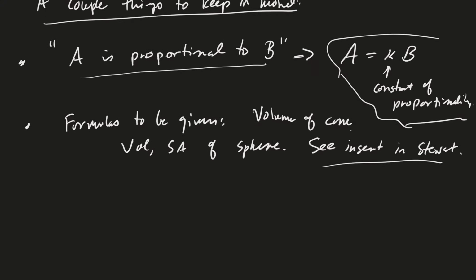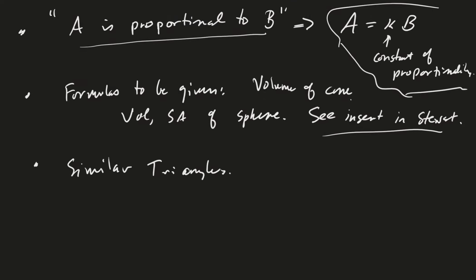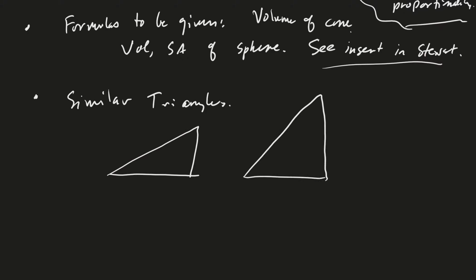The last thing I wanted to mention is similar triangles. Something we've probably learned in the past, but maybe a little rusty on. When you see similar triangles, that means you have two triangles with equal angles. So this angle is equal to this angle, say, and this angle is equal to that angle, for example, and then that forces the last angle to be equal. So maybe three lines on that one.